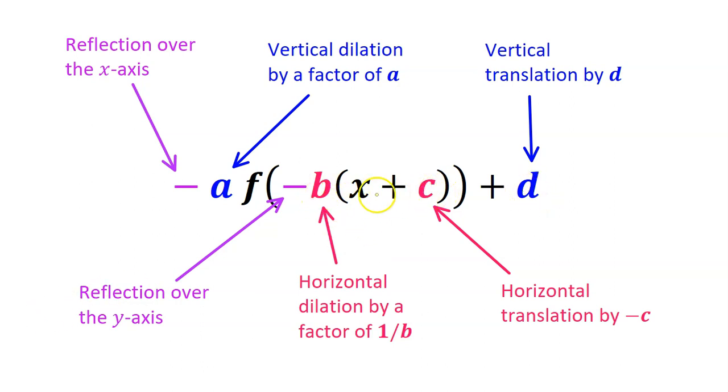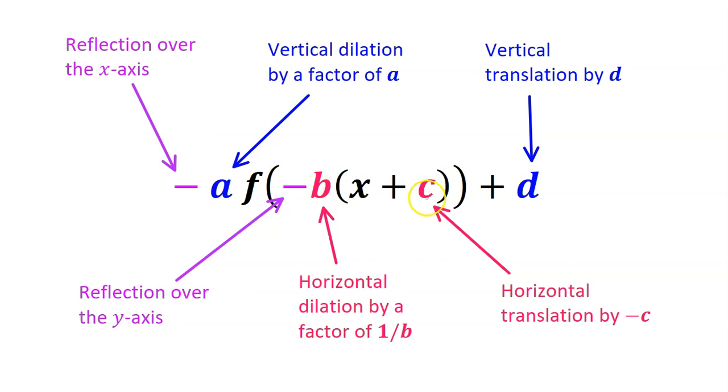Changes on the inside of a function are horizontal transformations. These work the opposite of the way they look. For example, if b is greater than 1, then the function gets shorter horizontally. For example, if b is 3, then we have a horizontal dilation by a factor of 1/3. That's why we say horizontal dilation by a factor of 1 over b. If b is less than 1, like 1/3, then the function gets longer horizontally. A horizontal dilation by a factor of 3.